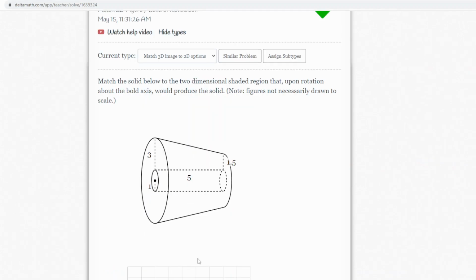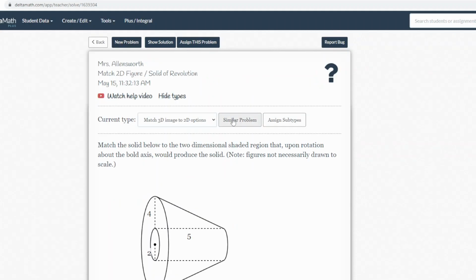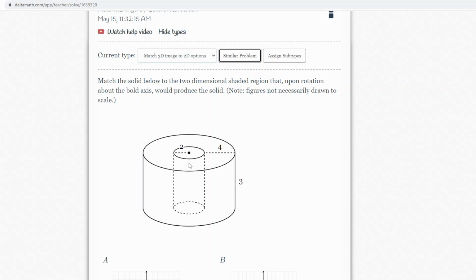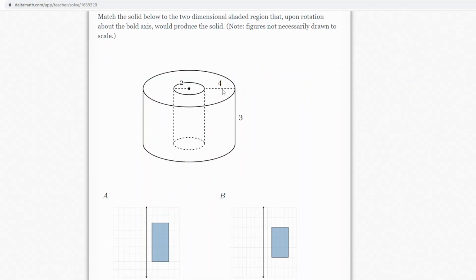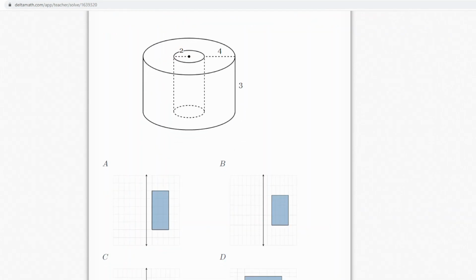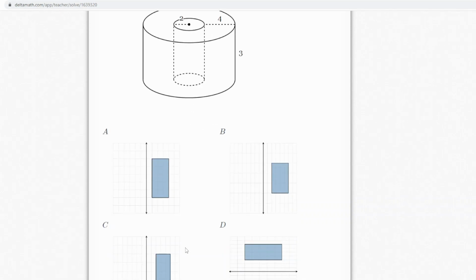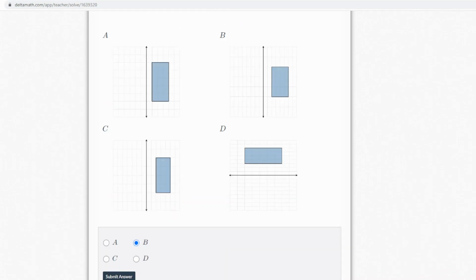Let's try one more. Let's get one that's actually standing up here. Okay, so again, open space, we can see that really the line of revolution should be a vertical line here to here. We're 2 away. So it's going to be a rectangle here that's 3 by 4. I know that's not drawn to scale very well, but 3 by 4. D's out because that's horizontal. And then 2 units away, so it could be B or C. 1, 2, 3, 4, and 1, 2, 3. So B should be the correct answer.